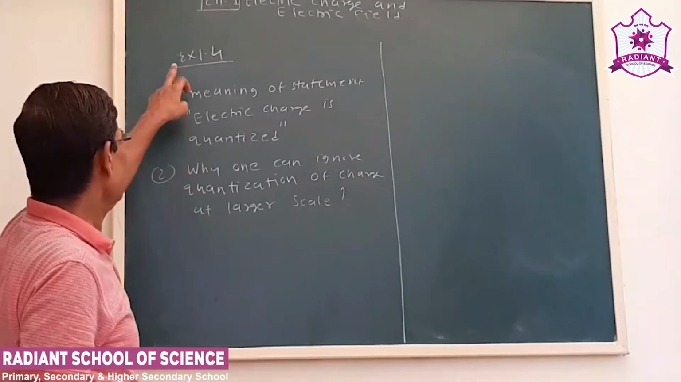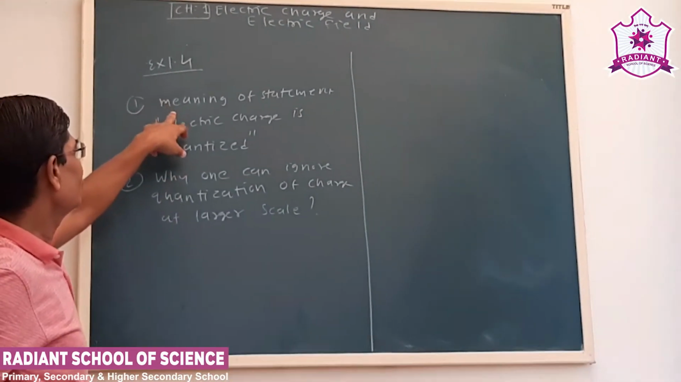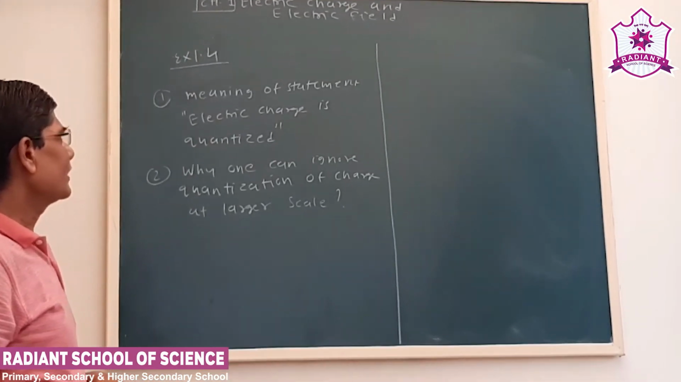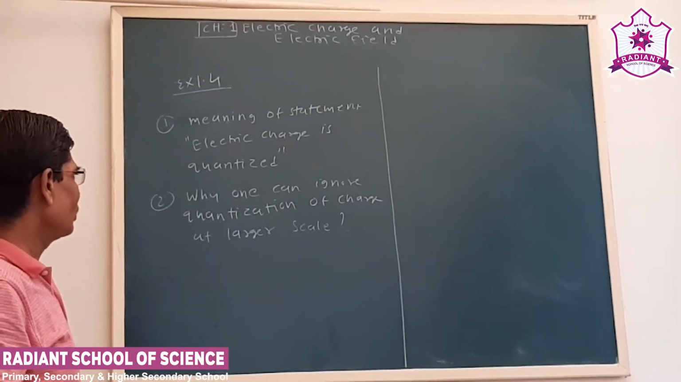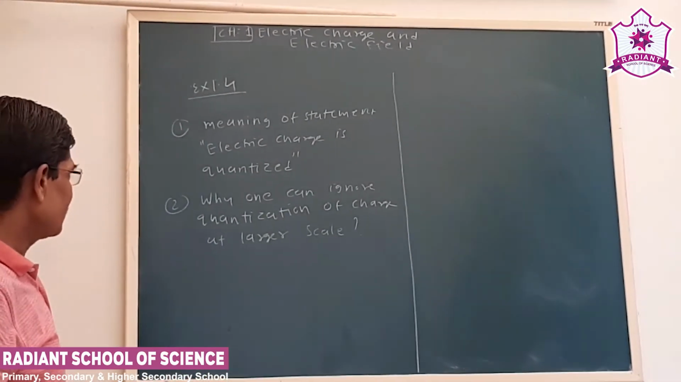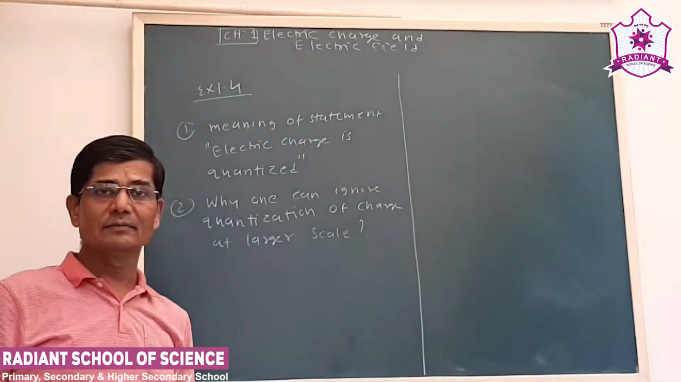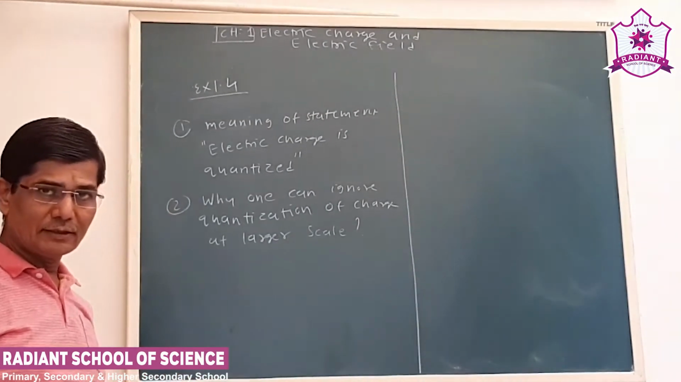Now next is exercise number 1.4. See, the theoretical question: what is the meaning of the statement electric charge is quantized? And the second part of the question: why can one ignore quantization of the charge? Now see the first statement, the electric charge is quantized. See what we have studied earlier in the theory part.